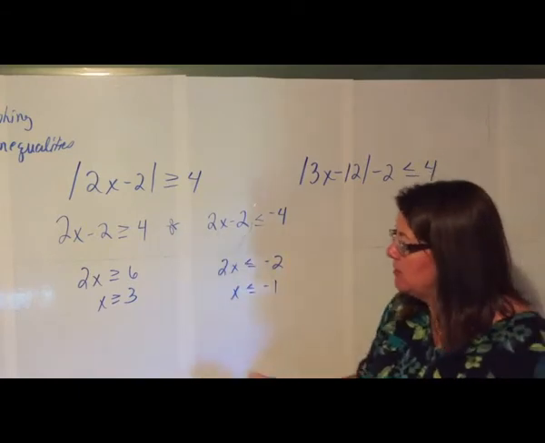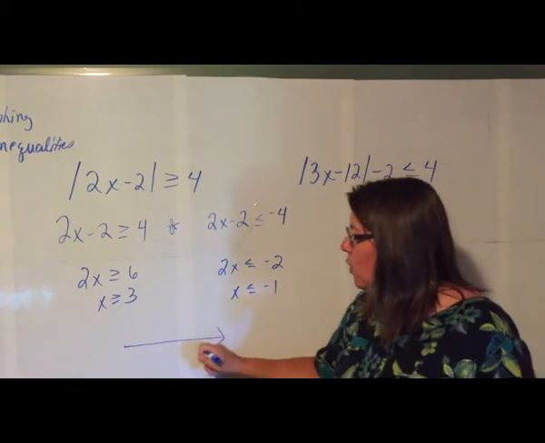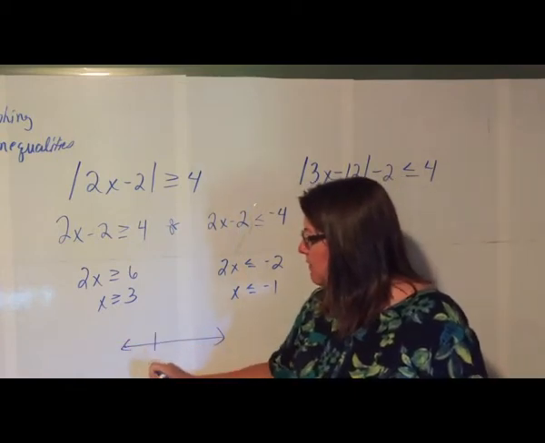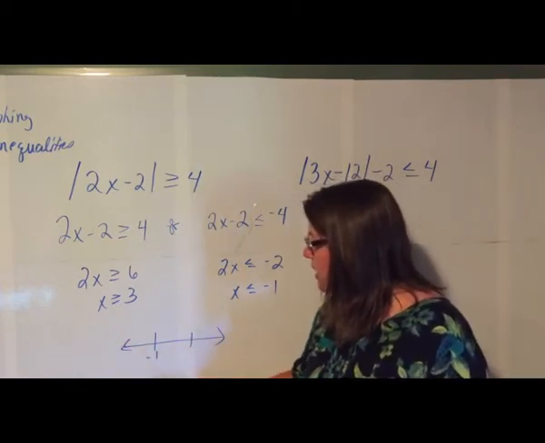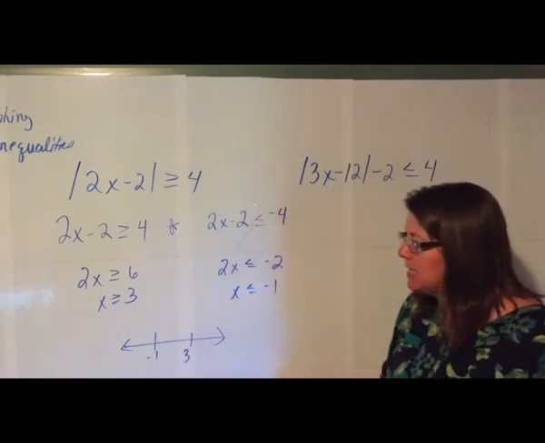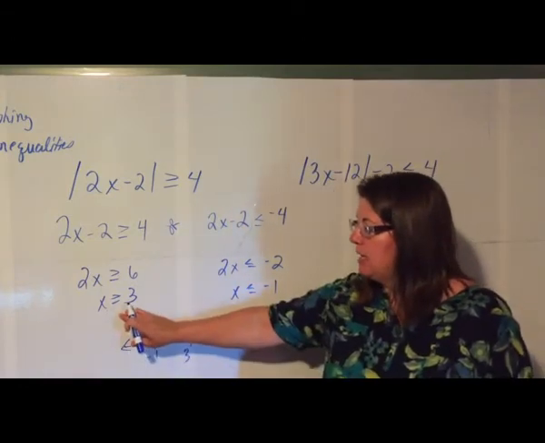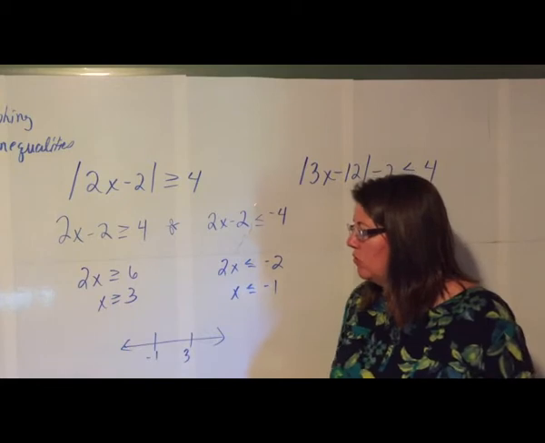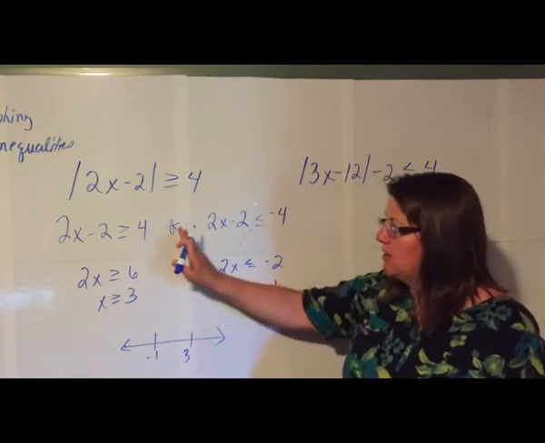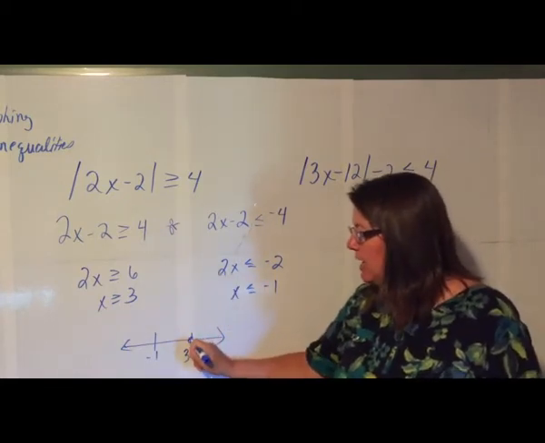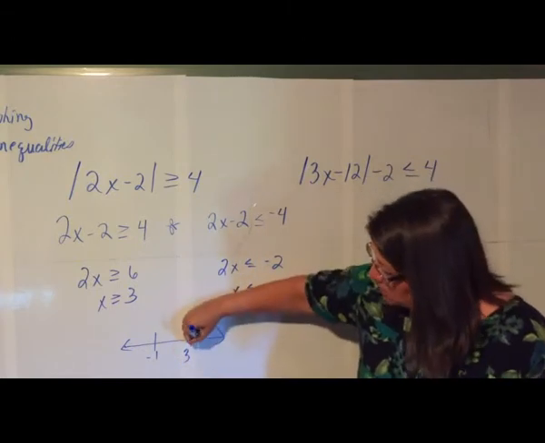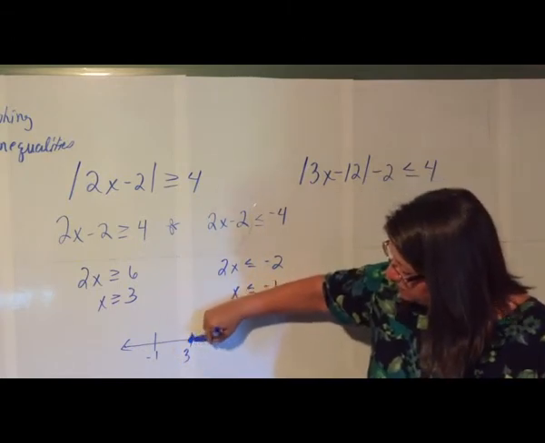And since this one is an or, we're going to graph on the number line. So I've got -1 over here, 3 on the right-hand side. At 3, it is a closed circle. To the right, it's an or, so I graph on the number line. It's a closed circle, shaded to the right.